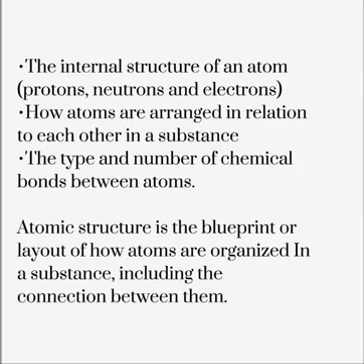It also describes how atoms are arranged in relation to each other in a substance, and the type and number of chemical bonds between atoms. So you can say that atomic structure is the blueprint or layout of how atoms are organized in a substance, including the connection between them.